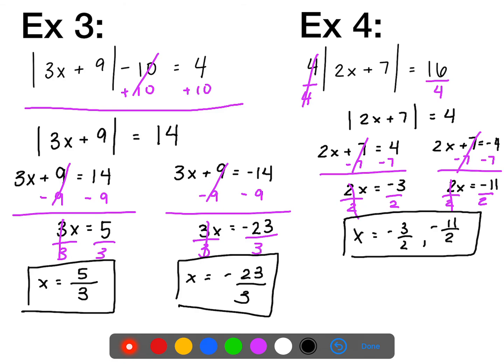Notice how I wrote my answer? A little bit different, right? So it's completely fine. You can write two separate answers, x equals negative 3/2, x equals negative 11/2. Or if you're feeling fancy and you only want to give me one answer, you can just separate them with a comma and write the two answers. So it's totally up to you. That's also a personal preference. They're both correct. They're just different ways that we can write the same answer.